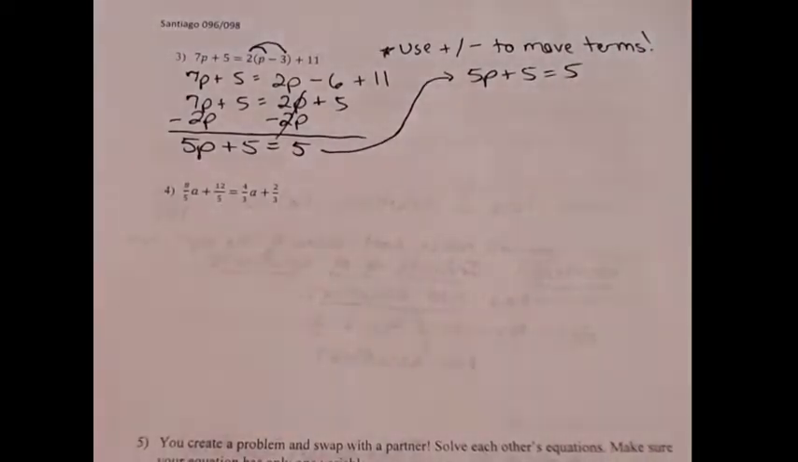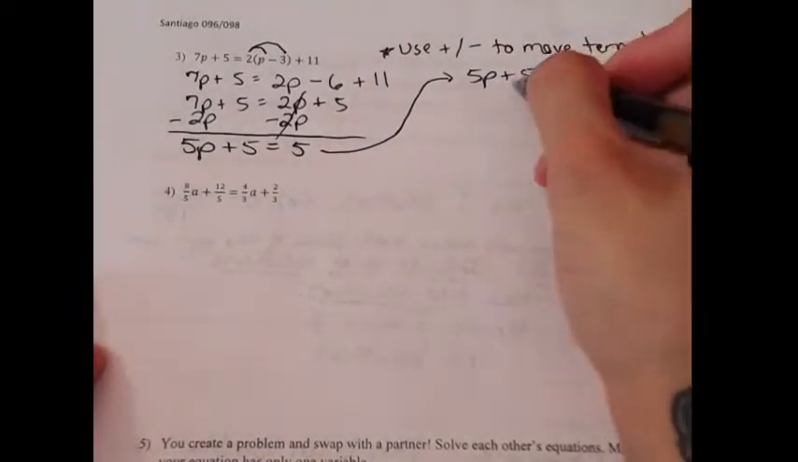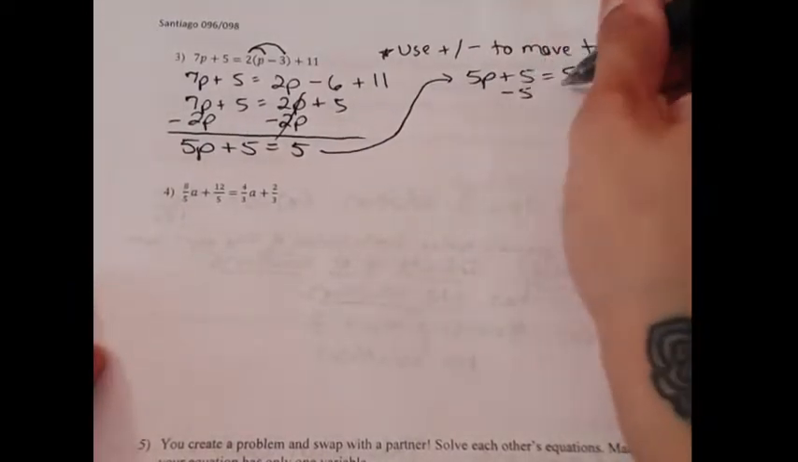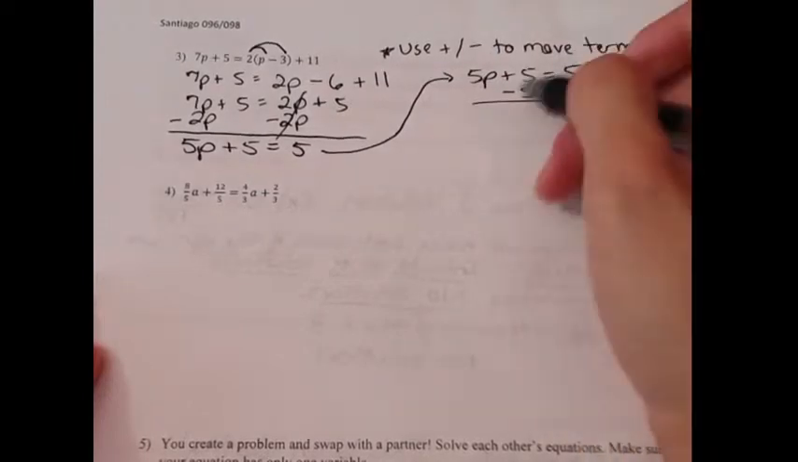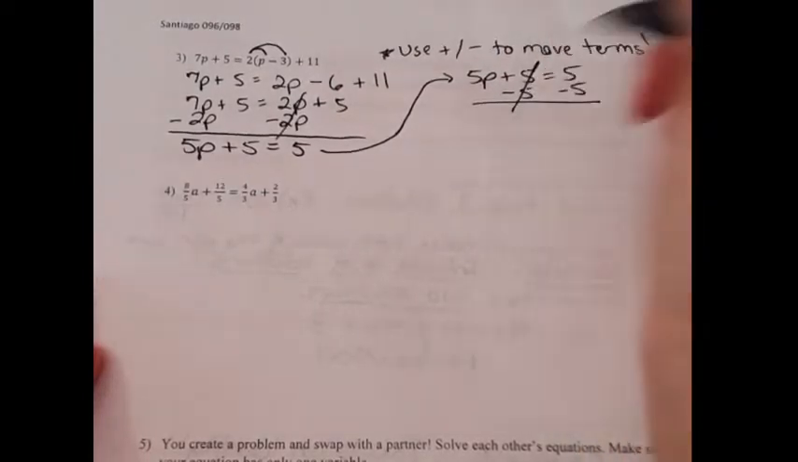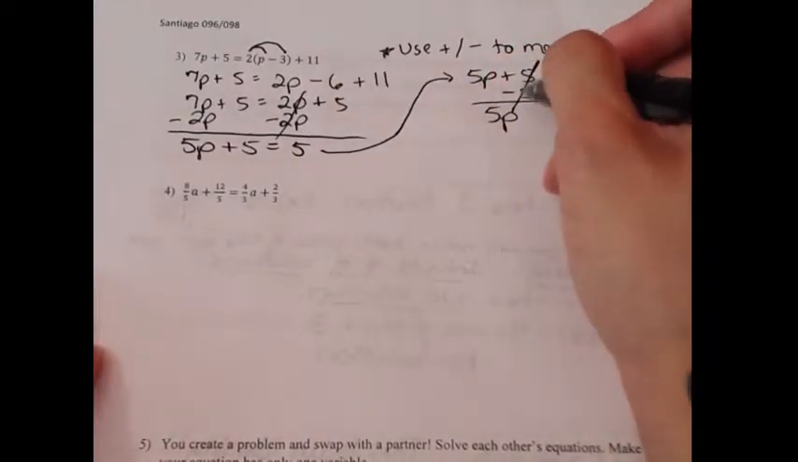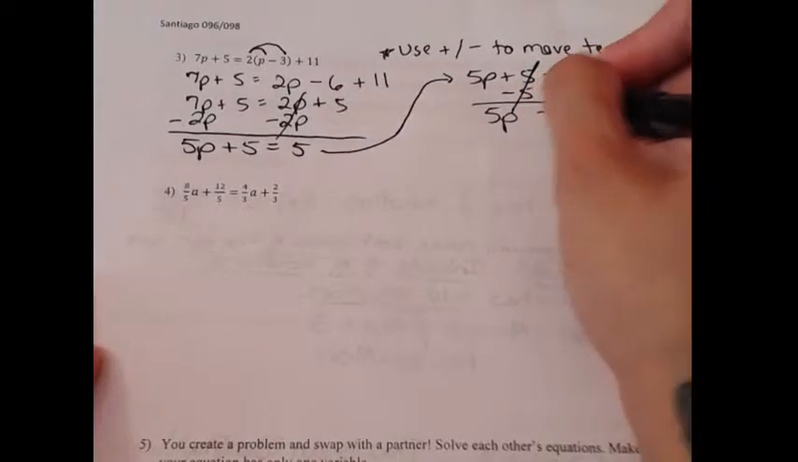We are not done. We cannot stop moving through this problem. At this point, these are my like terms. I'm going to bring 5 over by subtracting it. Use the opposite operation to move to the opposite side. So notice how we're subtracting the 5. These cancel each other out. So we have 5p, and then these cancel, leaving you with 0. 5p plus 0 is 5p.